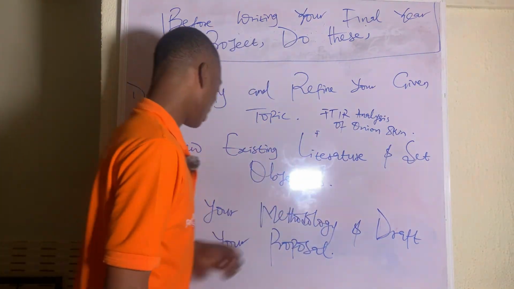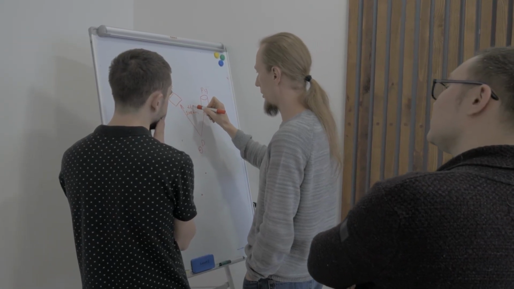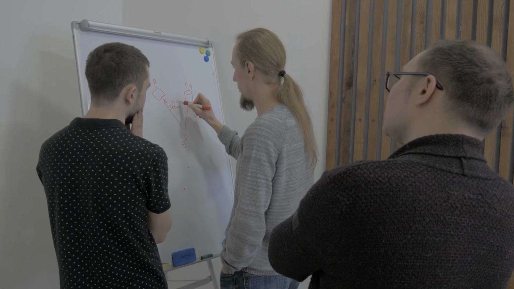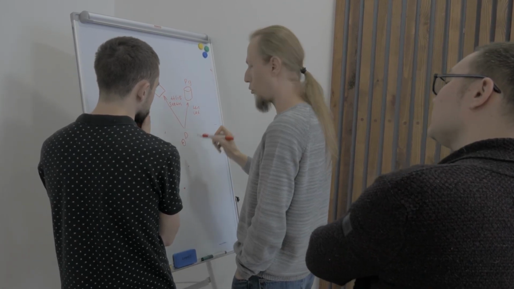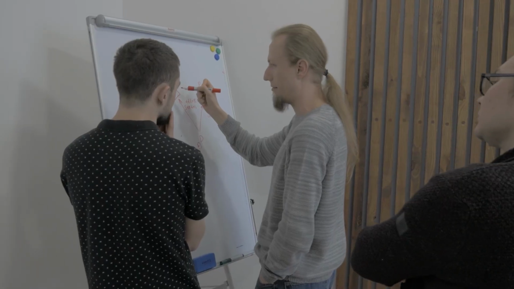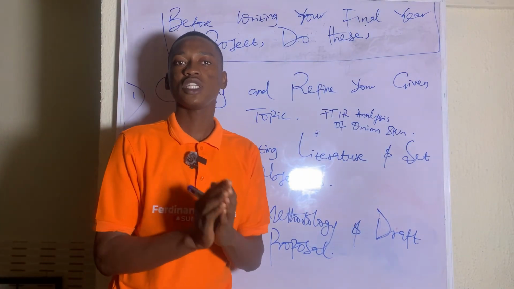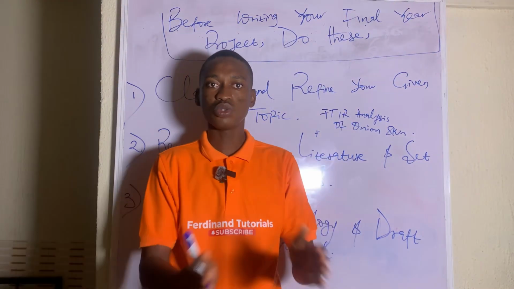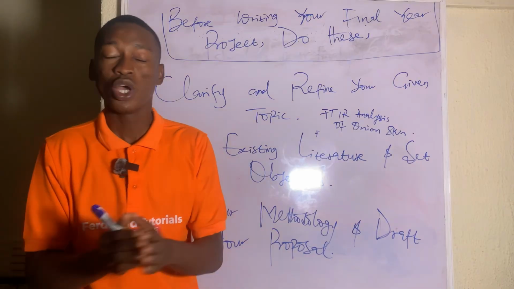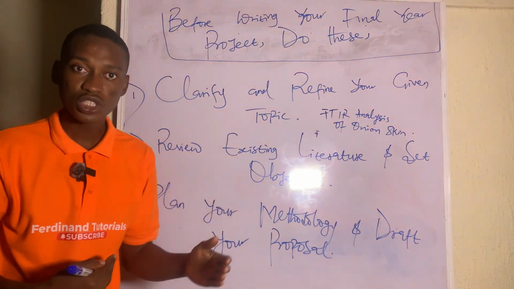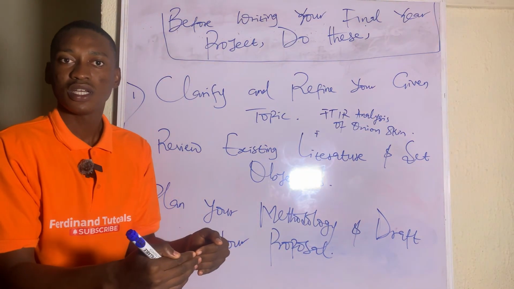The last thing I want us to look at is planning your methodology and draft your proposal. Now, before you go ahead to start writing your report, you must make sure you plan your methodology. Planning your methodology simply means, okay, I have this timeline to this timeline. Let's take, for instance, your project work. You are expected to write it, do your experiment and everything within a space of 3 or 4 months. You must make sure that your methodology, everything that you're going to be doing, must fit into that time frame.